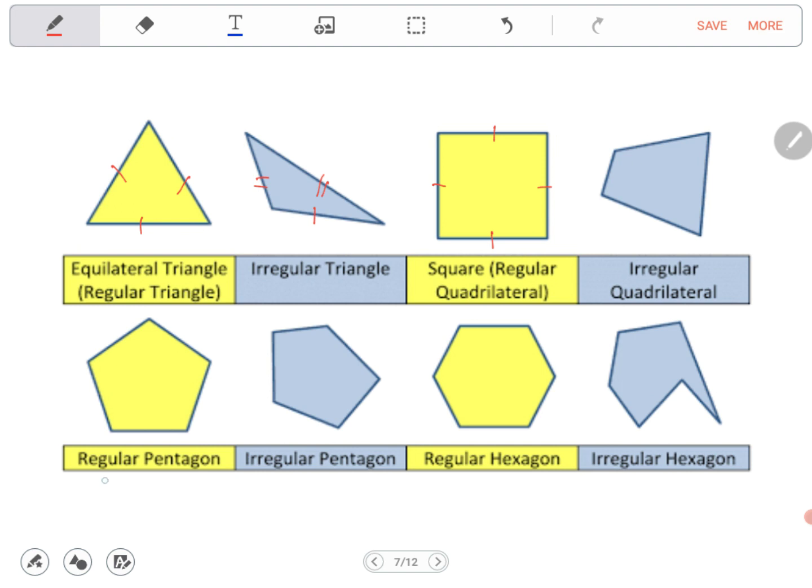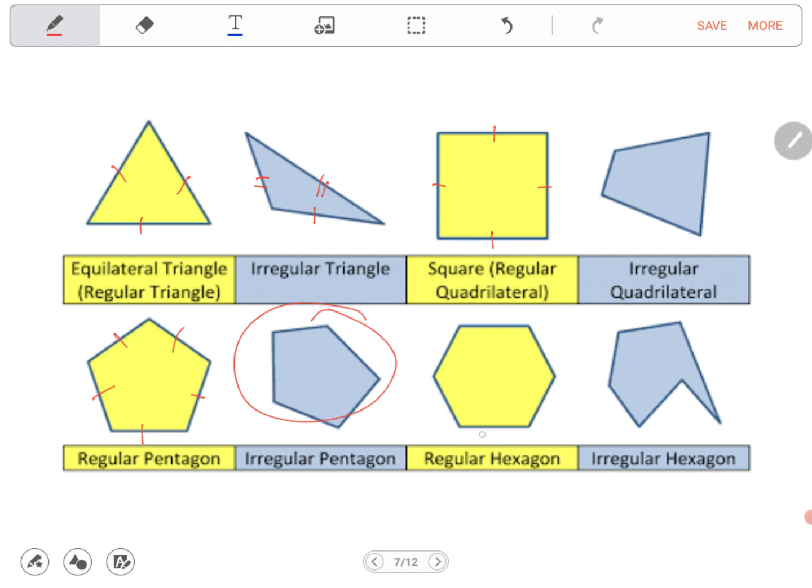Okay, next we look at the regular pentagon. A pentagon is a 5-sided shape, still having 5 sides being equal, so this is a regular pentagon. And then when we look at an irregular pentagon, you see that it has different sides.